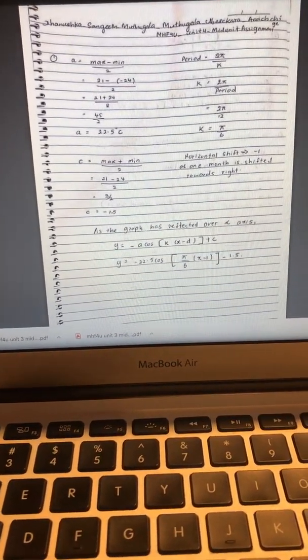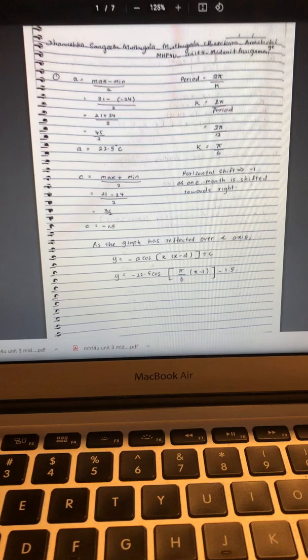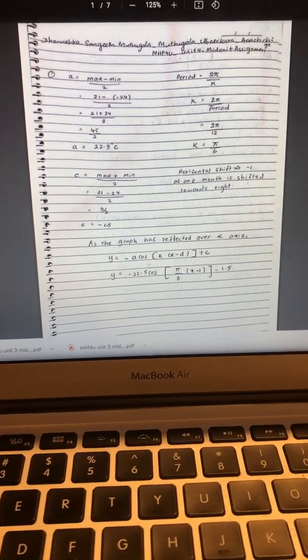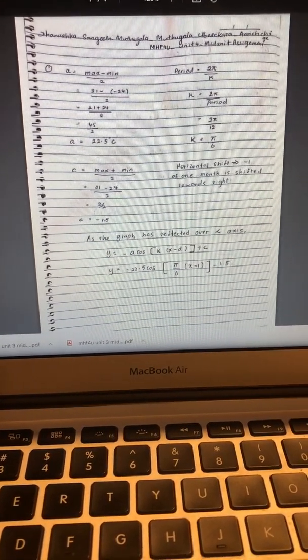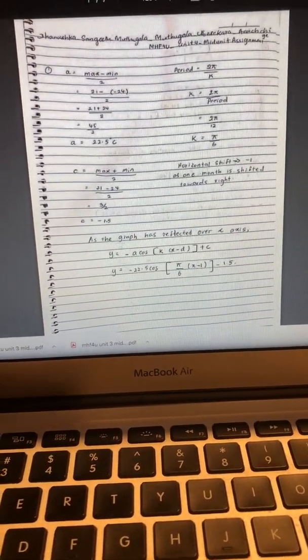For the first question, to identify the trigonometry equation, we first need to know the amplitude. So we are going to calculate the amplitude for this. A is equal to maximum minus minimum divided by 2, which is 21 plus 24 divided by 2, which is 45 divided by 2, which is 22.5 degrees Celsius.